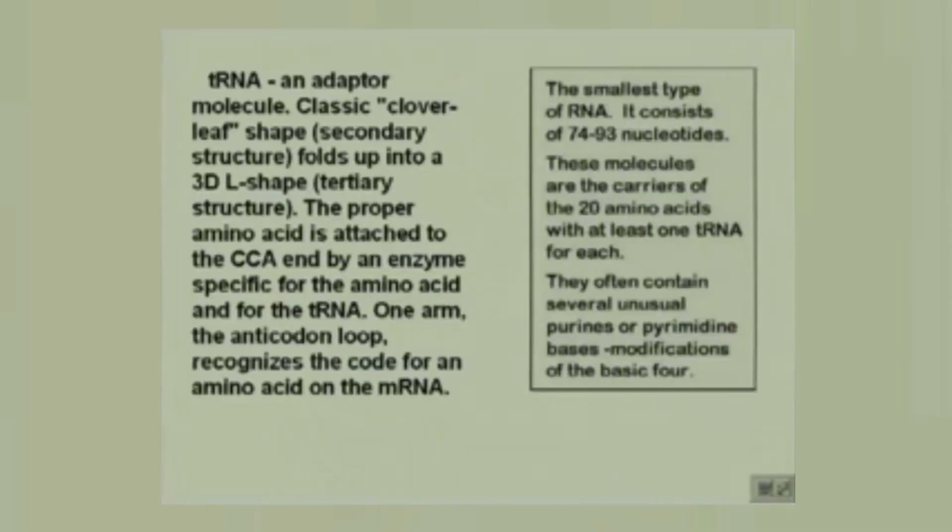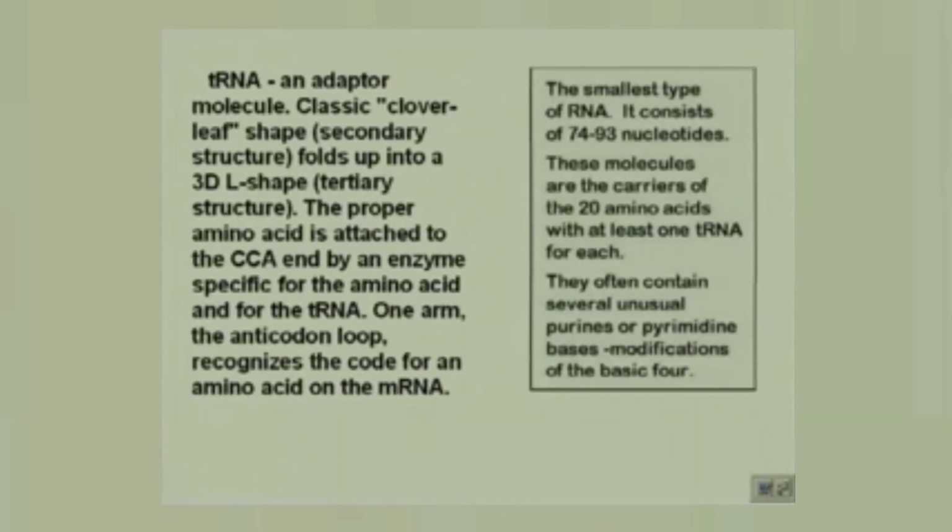The transfer RNA is the smallest type of RNA, with just 64 to 93 nucleotides. It has what is called a clover leaf structure, which I'll show you in a moment, and it is folded up into an L-shaped tertiary structure. We have attached to each tRNA a specific amino acid. And this amino acid is required for the protein chain to grow.